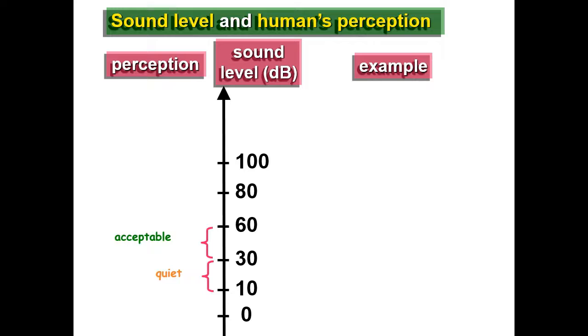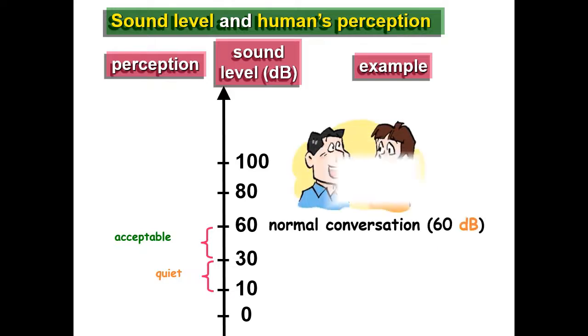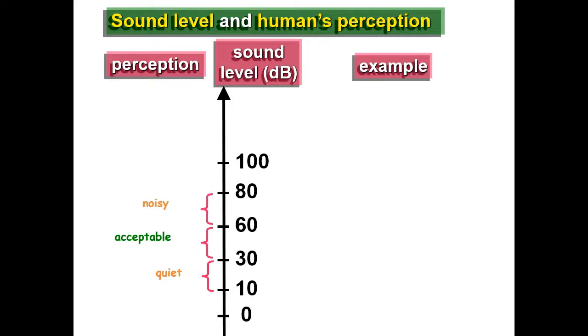And when it is in the range of 30 to 60, it is considered acceptable. For example, soft rain and normal conversations between two persons are in the range of 30 to 60 decibels, mostly 60 decibels. And if it is in the range of 60 to 80, it is considered noisy.